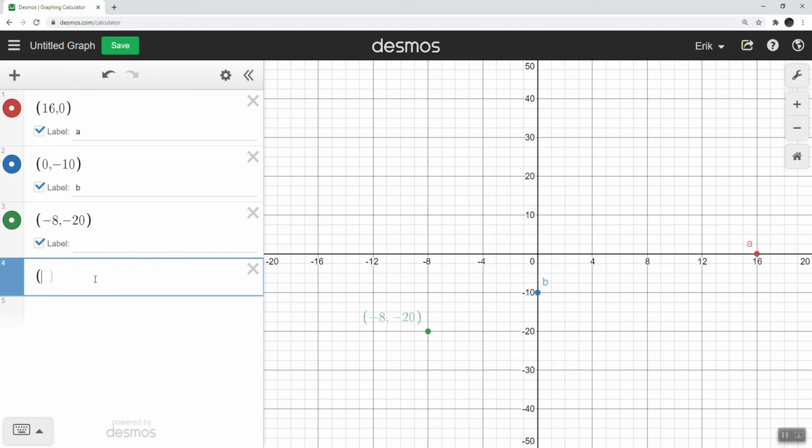Okay, and then on my last point, oops, I forgot to label this as point C. And my final point is 12, 35. All right, there is graphing in Desmos. Let me try again. There is plotting points in Desmos. Not a super useful skill, but important to understand how it happens.